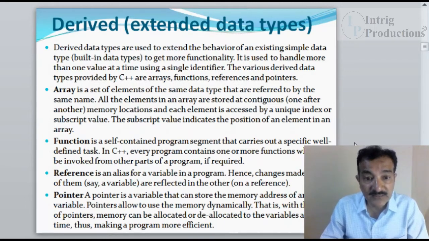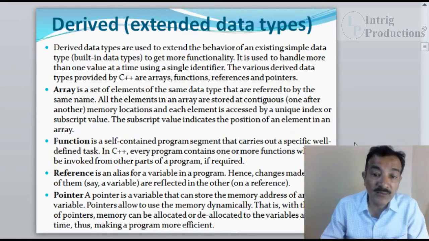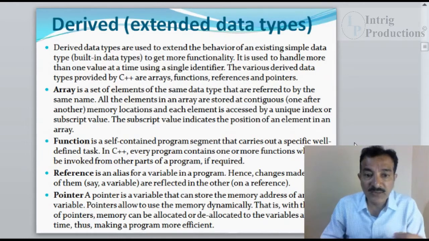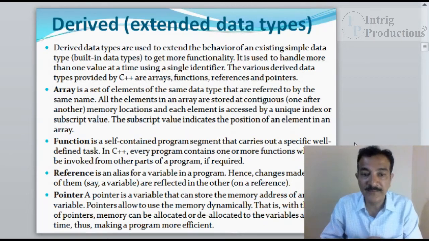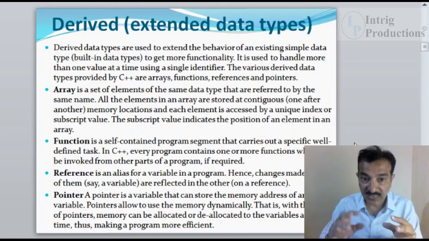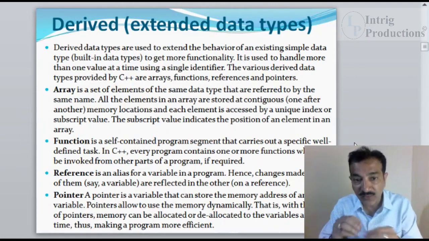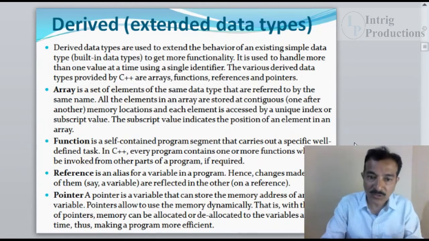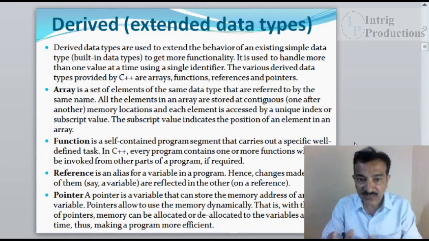The third one is a reference data type. A reference data type is an alias for a variable in a program. So with something like this, you are telling that you have an integer i and an integer j which is referring to i. If i's value keeps on changing, j's value is automatically changing because it's just referring to i.